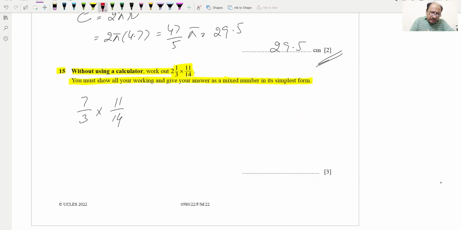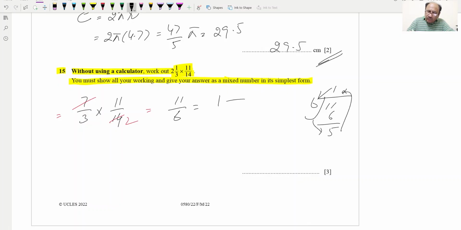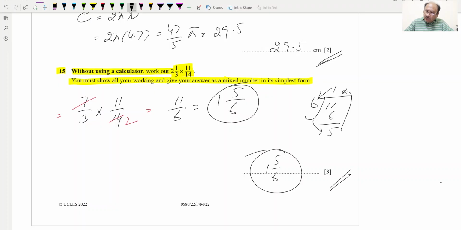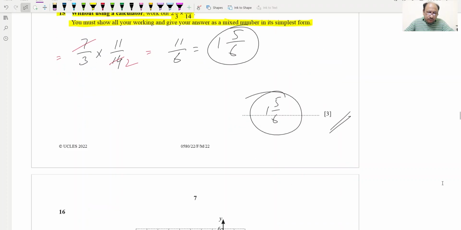Now we have to cancel, and 7 2s are 14, and this will be equal to 11 over 6. Now 11 over 6 we can divide, and it will be 1 whole 5 by 6, and 1 whole 5 by 6 will be our final answer, the simplified one. Hopefully you understood. This is a 3 marks question which we are done.